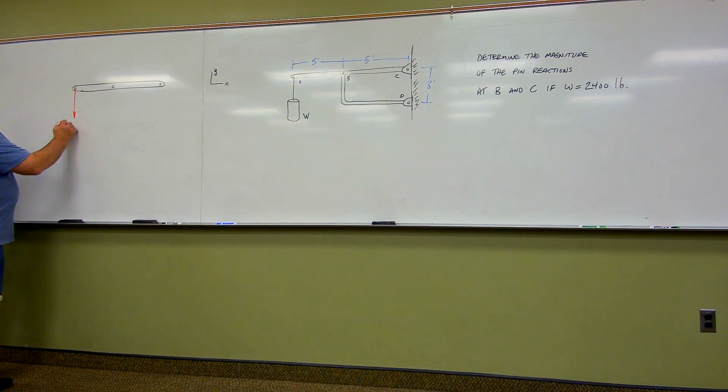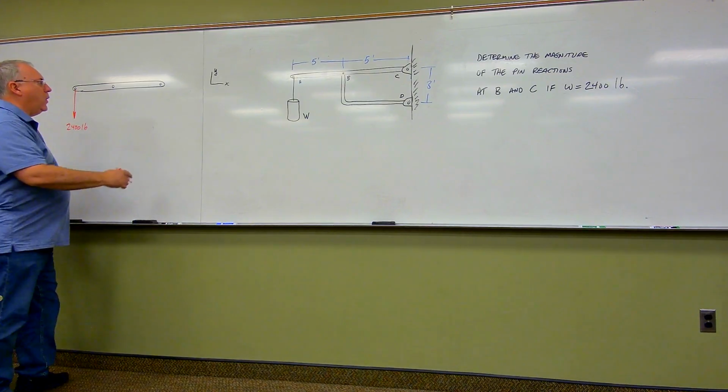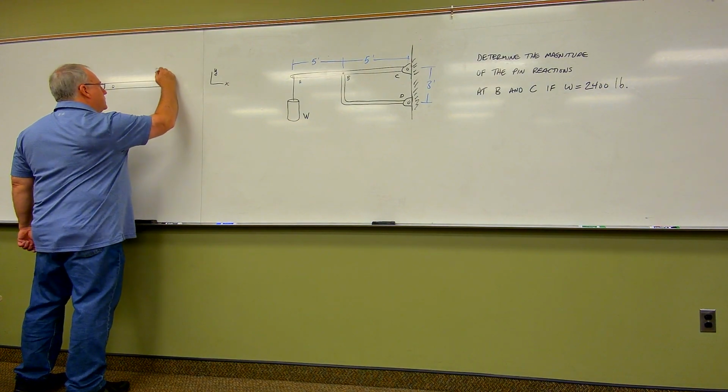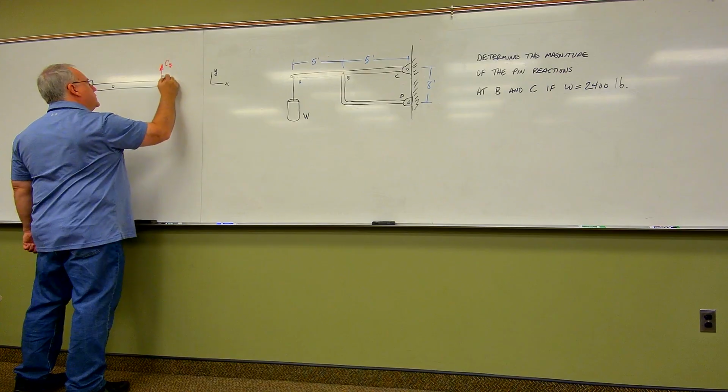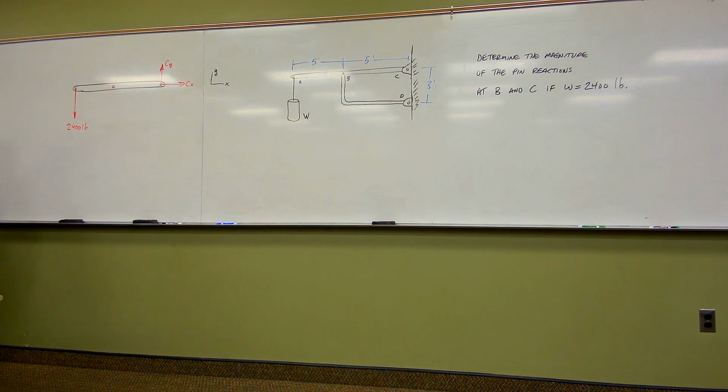So straight down towards the center of the earth, 2,400 pounds. Over here at pin C, we have no idea the directionality of these pin forces, but maybe Cy goes like that, maybe Cx goes like that, right? Who knows? And then we have BD.